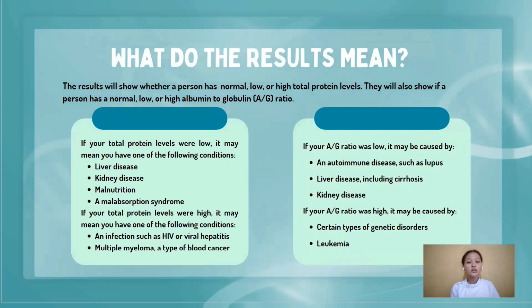But when a person's total protein levels are high, it may mean that the person has one of the following conditions: an infection such as HIV or viral hepatitis, or multiple myeloma, a type of blood cancer. Moreover, if a person's AG ratio is low, it may be caused by an autoimmune disease such as lupus, liver disease, including cirrhosis, and kidney disease. If a person's AG ratio is high, it may be caused by certain types of genetic disorders or leukemia.